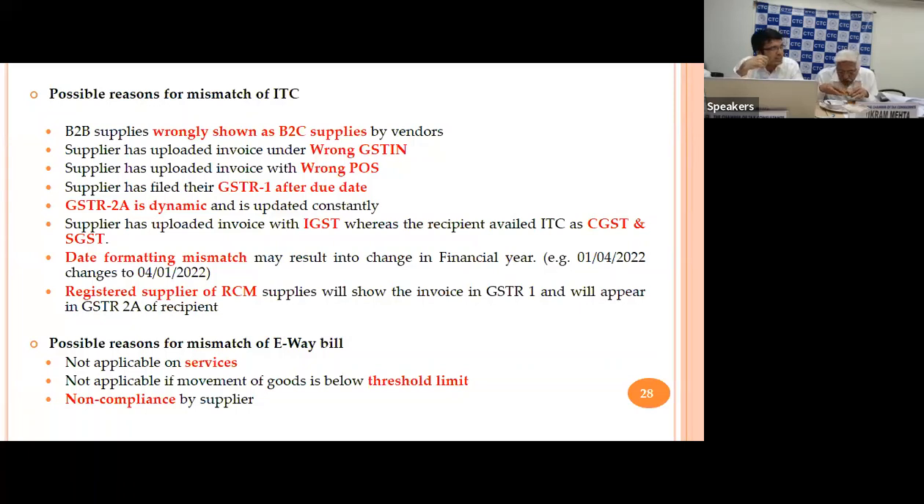Okay. A registered supplier of RCM will show the invoice in GSTR-1. He will tick that invoice as supplies under RCM. So that will come in my 2A, although that will actually show a higher credit to me in table 2A and table 8A. So that could also be one of the possible reasons for mismatch. All right.